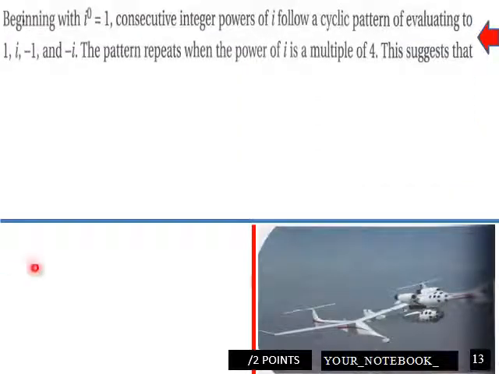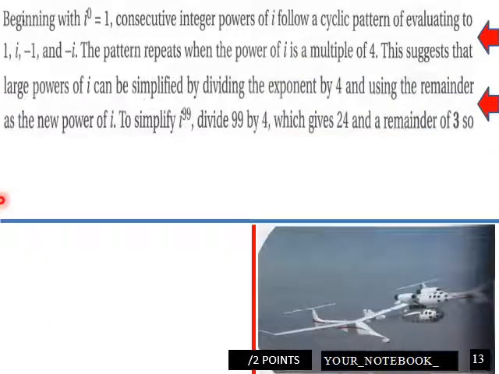of imaginary numbers, beginning with i to the 0 equals 1. Consecutive integer powers of i follow a cyclic pattern evaluating to 1, i, negative 1, and negative i. The pattern repeats when the power of i is a multiple of 4. This suggests that large powers of i can be simplified by dividing the exponent by 4 and using the remainder as a new power of i.